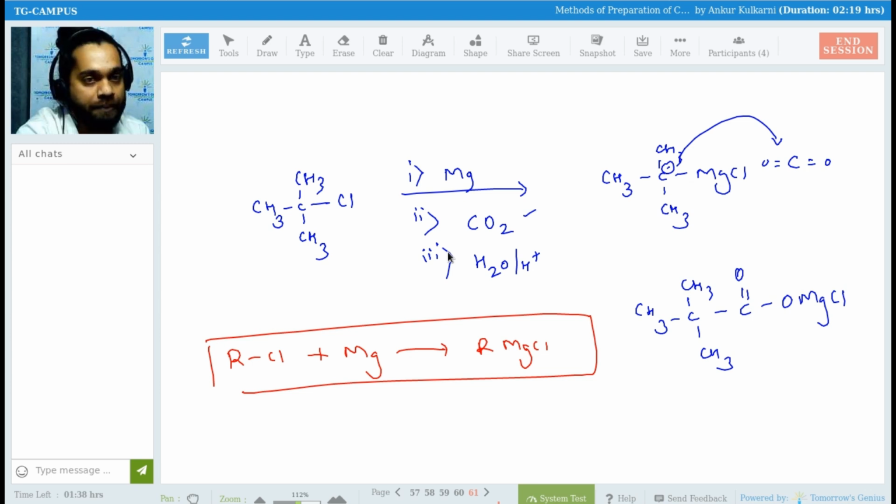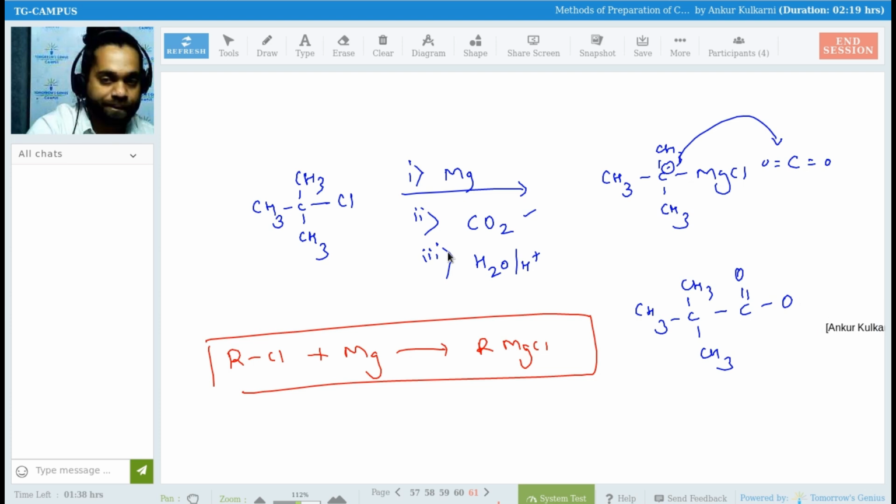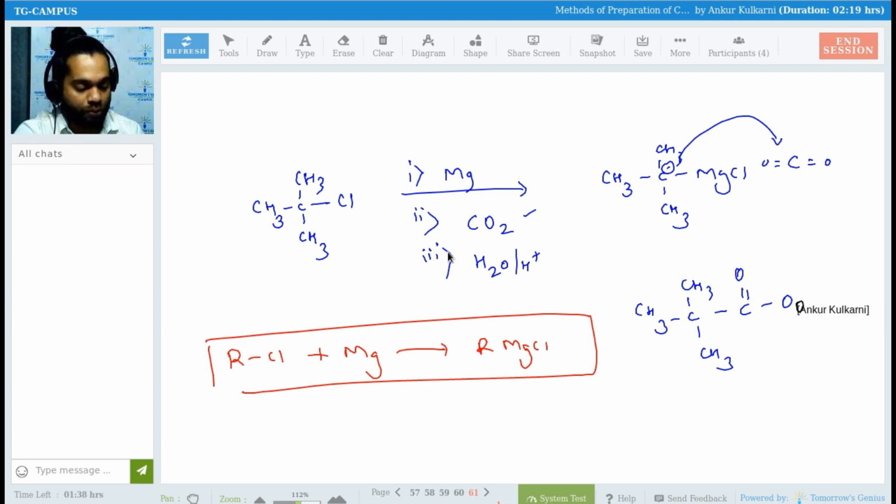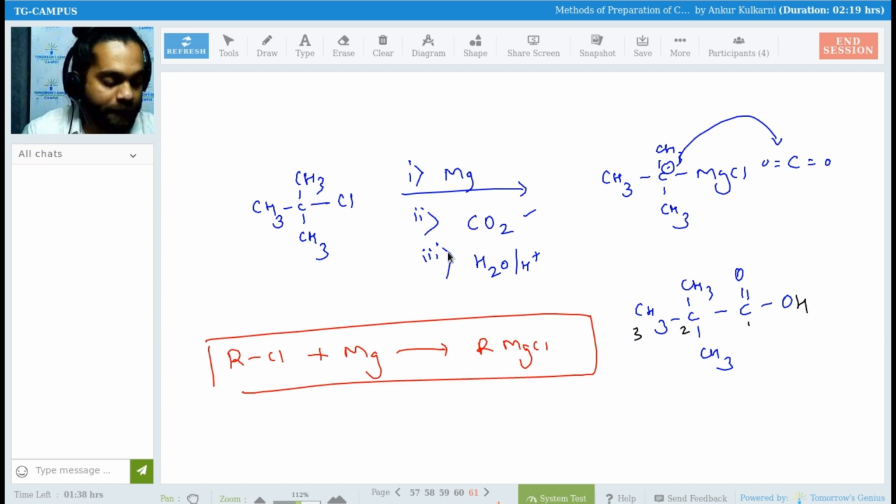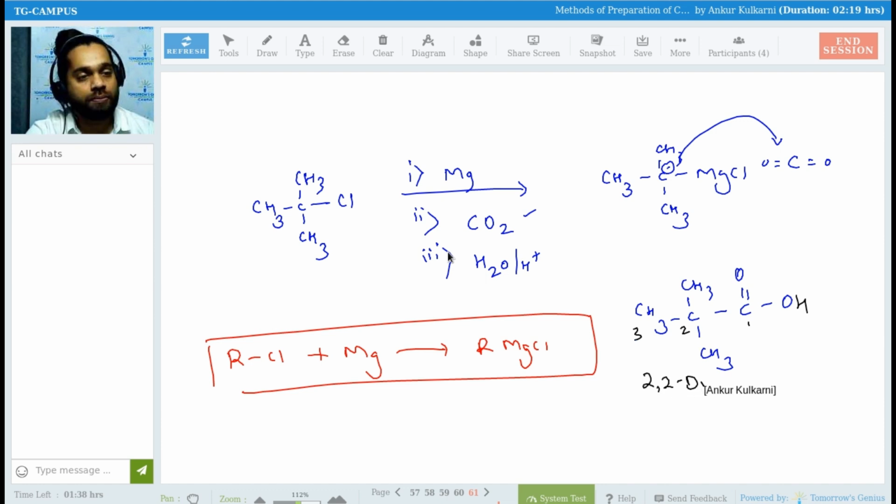When you do the third reaction, MgCl goes away, Sasidharan, and what do you get? You get a carboxylic acid. So over here I will have 1, 2, 3. So 2,2-dimethyl propanoic acid. Write it down, Prashanti. 2,2-dimethyl propanoic acid. I hope it is clear, Sasidharan.